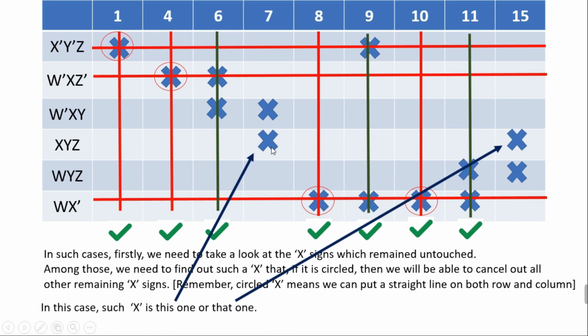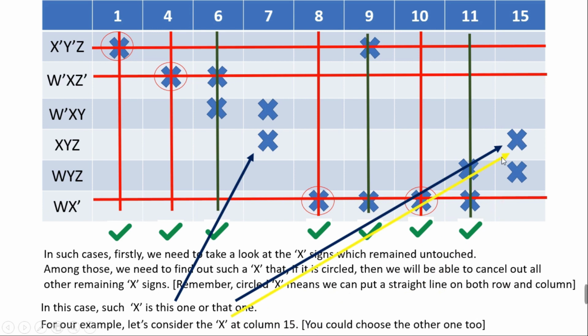So in our case, we can see that this x over here at column 7 and this x over here at column 15, both of these x's match the condition we're trying to satisfy. All right, so in this case such an x can be this one or this one too. So for our example, let's just consider this one, the yellow sign one. Let's see what happens.